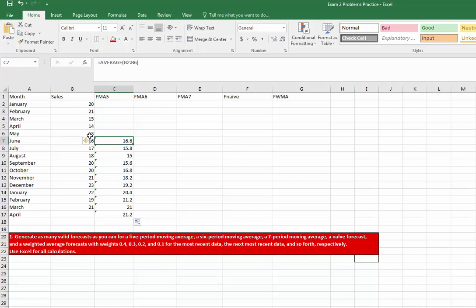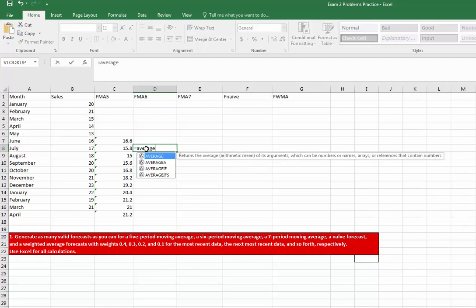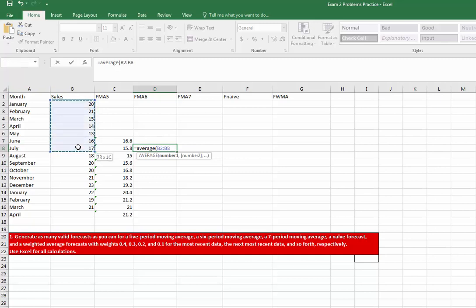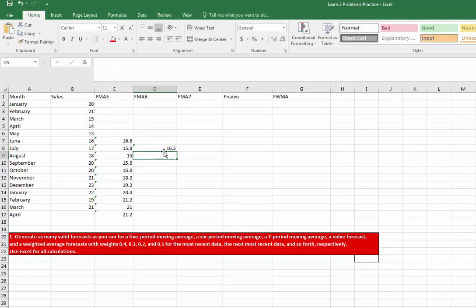Is this 5 periods? Yes. This is B2 to B6: 1, 2, 3, 4, 5. Yes, that's right. 6-period moving average. Well, I need to have 6 periods of data. So the first forecast I can do is in July, equals the average of B2 to B7, and we copy that on down and so forth.